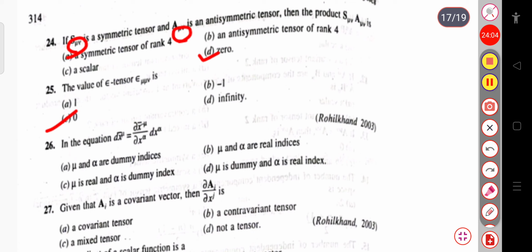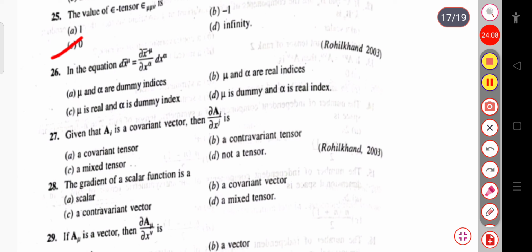The next question is, in the equation dx mu bar equal to dou x bar mu divided by dou x alpha into dx alpha, which is true: mu and alpha are dummy indices; mu is real and alpha is a dummy index; mu and alpha are real indices; mu is dummy and alpha is a real index. So here mu is the real and alpha is the dummy index. Okay. So you can see here mu is the real one and alpha is the dummy one.